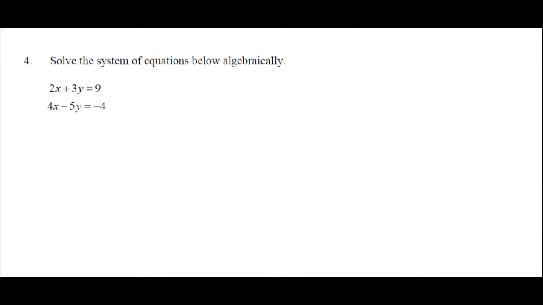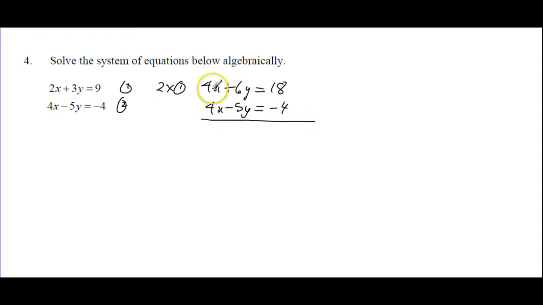Solve the system of equations below algebraically. Equation 1, equation 2. Let's go 2 times 1. So we get the 4x's. So we get 4x plus 6y is equal to 18. And here we've got 4x minus 5y is negative 4. I can subtract 4 minus 4. 6 minus negative 5 is 11y. 18 minus negative 4 is 18 plus 4, which is 22.